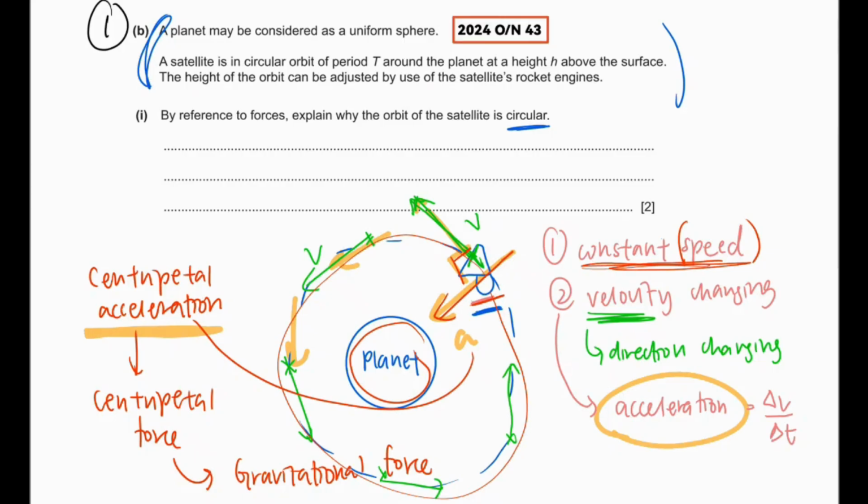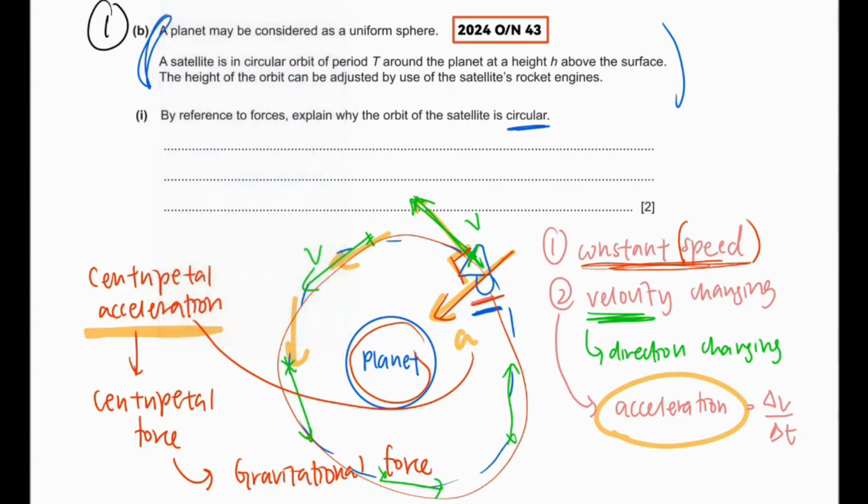This gravitational force comes from where? It's actually the gravitational force of the planet that acts on the satellite. It's like a pull, gravitational pull. That is why it's moving in an orbit. What causes satellite to move in a circular orbit? It's the centripetal force. This gravitational force provides the centripetal force, which in turn provides centripetal acceleration, causing the satellite to move in a circular motion.